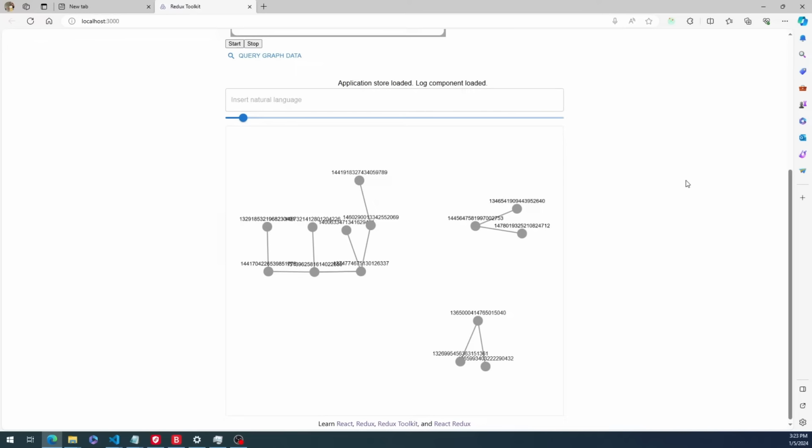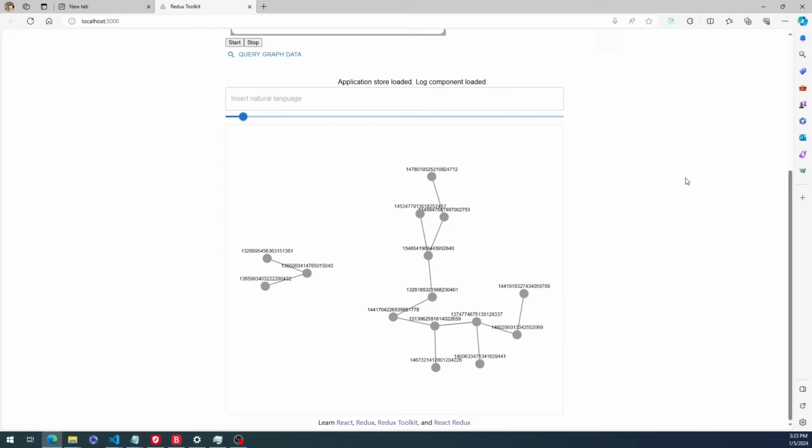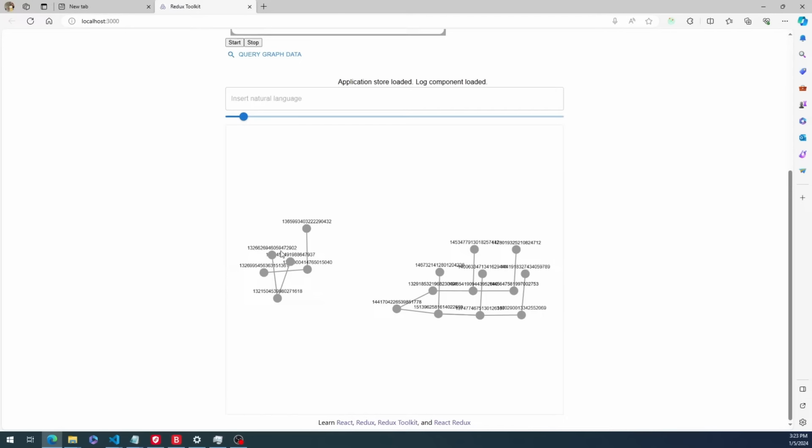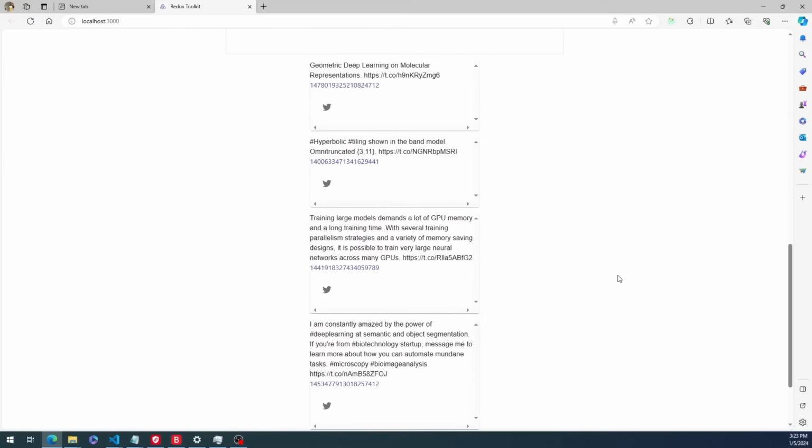Now I'm waiting for it to finish updating. There is a queue of requests that has to ingest all the responses, which are then rendered on the graph, and different concepts will be different connected components. I can then select some leaf nodes of one connected component to see what it's about and look at the tweets.